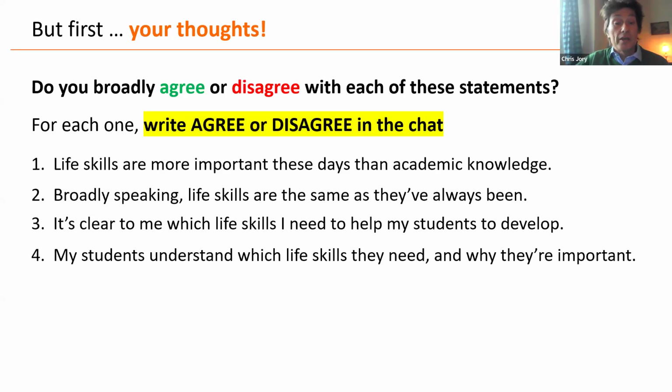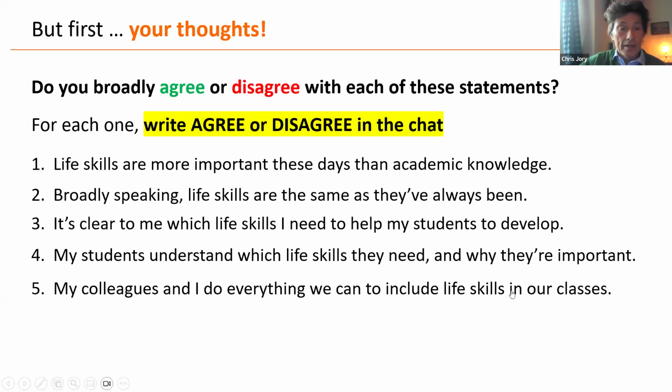My students themselves understand which life skills they need and why they are important. Again, agree or disagree. Generally disagree appearing there. I don't think I've seen any agreeing so far with that. So it sounds like your students maybe need a bit of help in terms of understanding what those life skills are and why they need them.